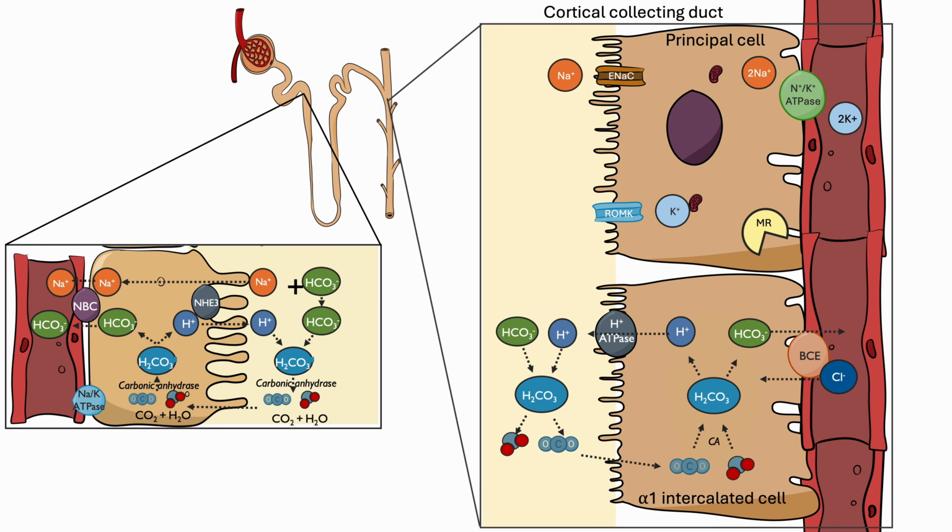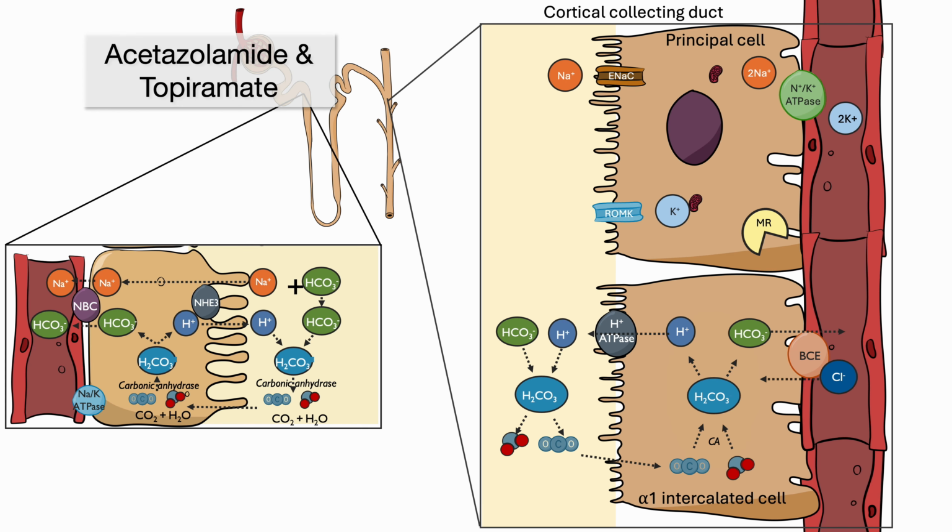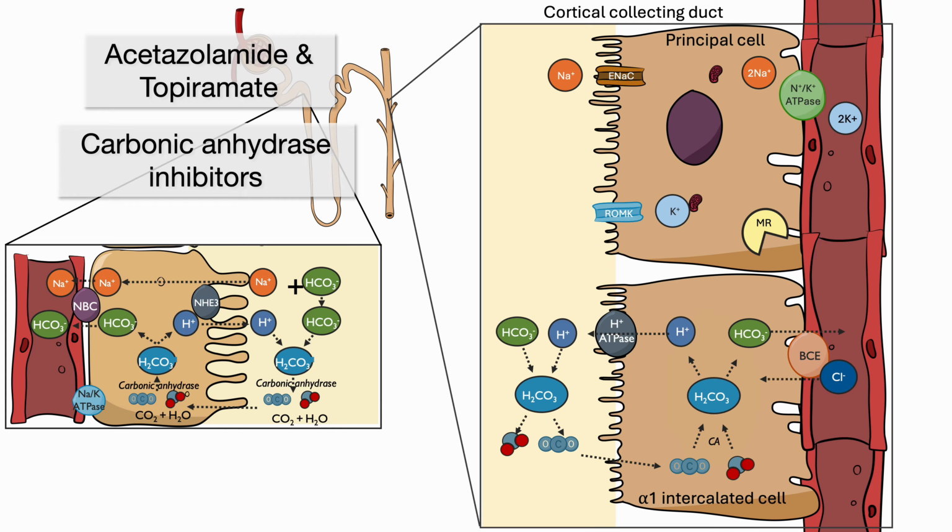Acetazolamide, and to a lesser degree topiramate, inhibit carbonic anhydrase. Carbonic anhydrase plays a role in both proximal bicarbonate reabsorption and distal bicarbonate generation and reabsorption, which means it causes a mixed proximal and distal RTA.